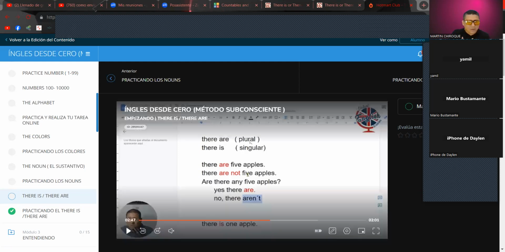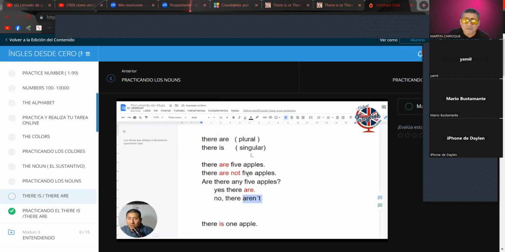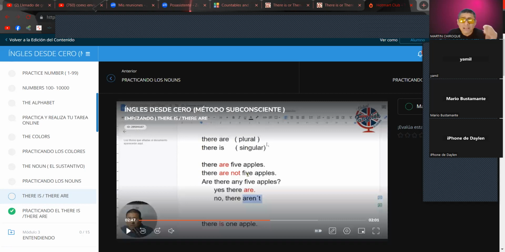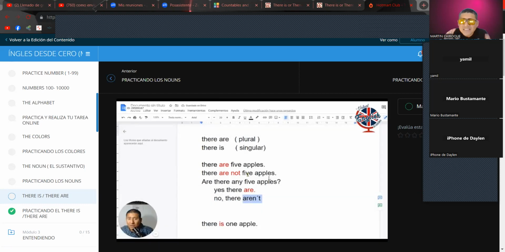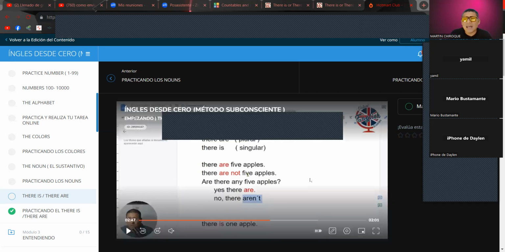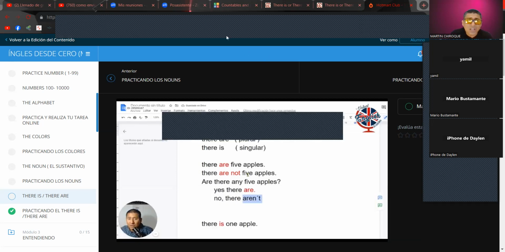Ok, lo voy a volver a repetir para que no se confundan, right? Yo digo, there are, there is. Teacher, what is the difference? The difference is there are for plural, there is for singular, right? For example, you say here, there is a dog in the garden. ¿Qué dije? Escríbelo, dilo. There is a dog in the garden in your house.